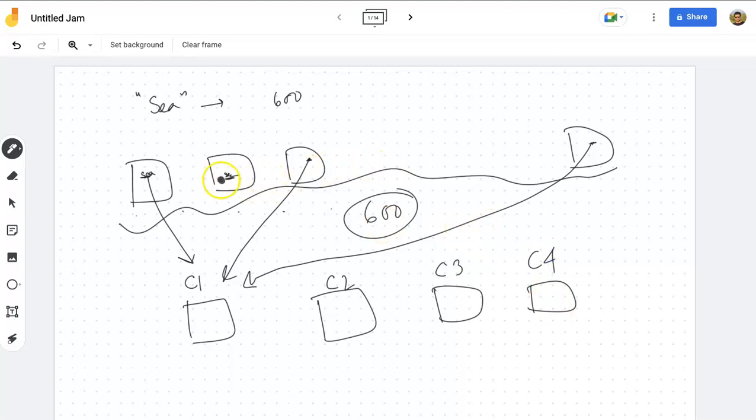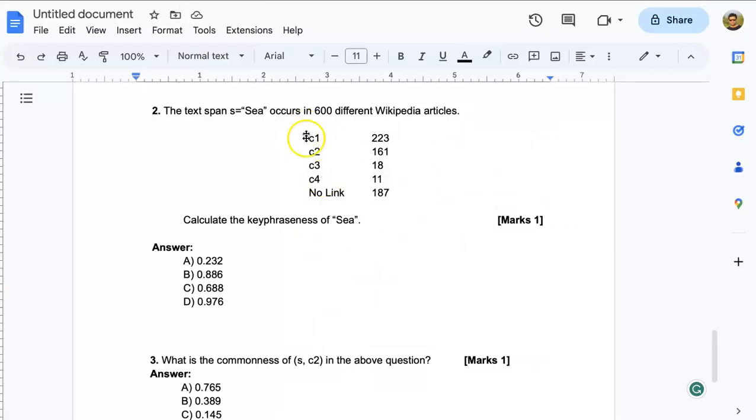So maybe some of the links are connected to C2. These are the counts I've given here. C is connected to C1 223 times, C is connected to C2 160 times. These are given. Now they are asking, what is the keyphraseness of the word C?